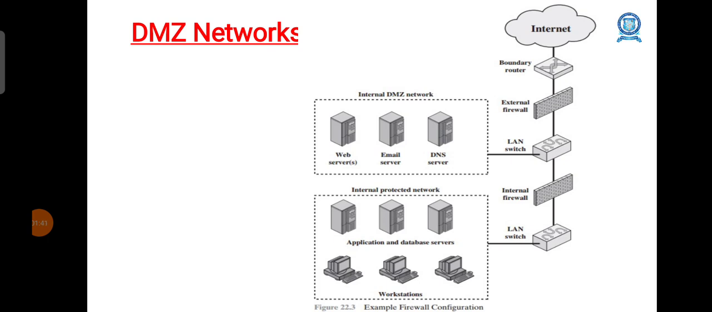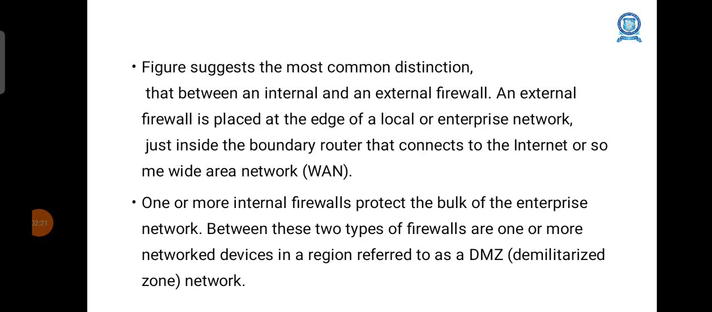The internal firewall has been installed at the gateway of the LAN network, the LAN switch, which has the connection with the internal protected network. On the other hand, the external firewall has been installed near the boundary router. The boundary router gets the data from the external network, and the external traffic will be filtered and monitored by the external firewall. So the external firewall monitors the traffic externally, and inside the network the internal firewall monitors the traffic in every local area network.